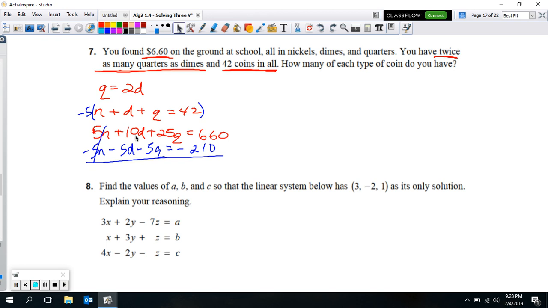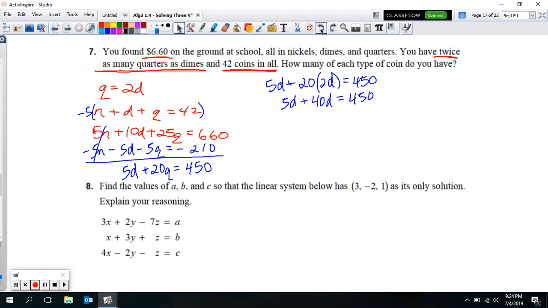And you notice we're going to cross out the N's. That way we have a new equation with just D and Q, like the first equation. Combining like terms, it gives me 5D plus 20Q equals 450, when I do 660 minus 210. So now taking these 2 equations, the one that says Q equals 2D, I can use the substitution method, because Q is equal to 2D. So I can replace the Q in this equation with 2D. So the 5D from our new equation plus 20 times Q, where we replace Q with 2D, is equal to the 450.